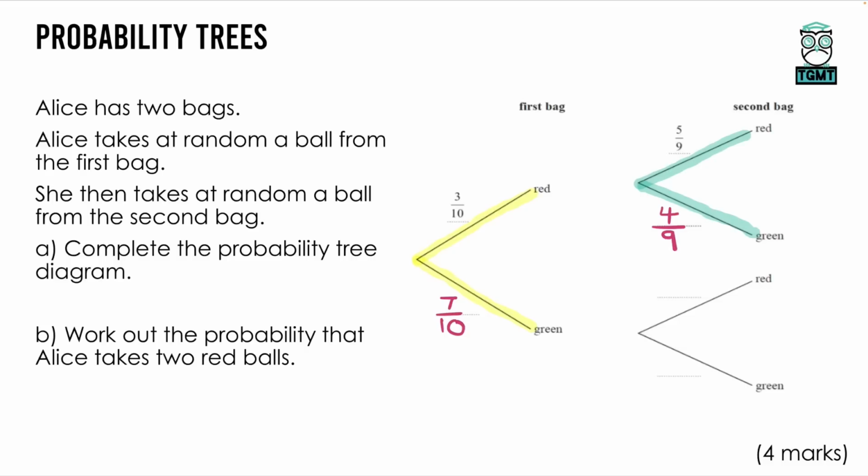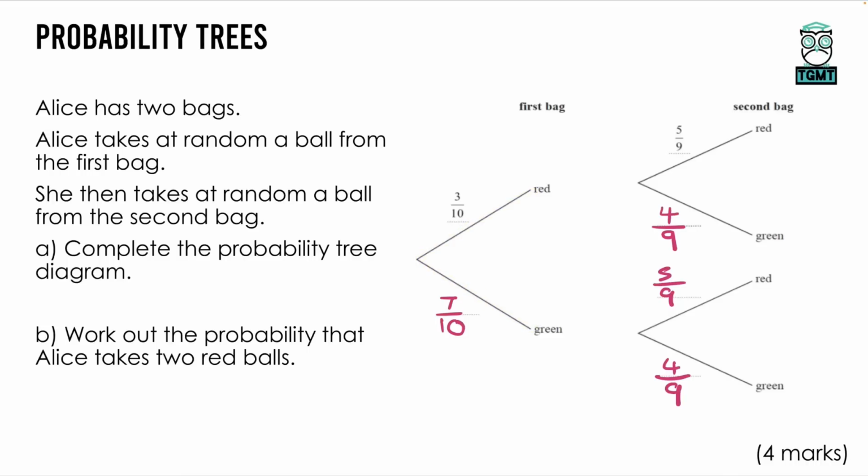Now in this question, it doesn't say anything about the second bag being different depending on the red or the first, or anything like that. So these fractions are all just the same. 5 over 9, 4 over 9, that pair of branches is the same as the pair above. So there we go, that's our probability tree completed.